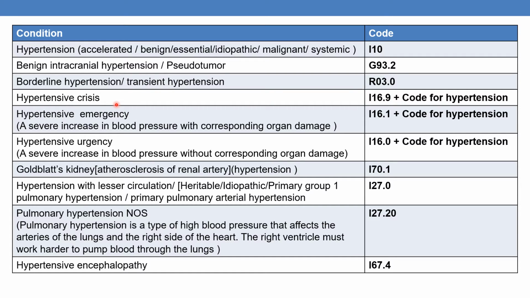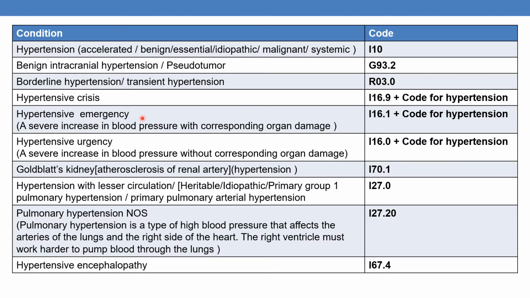And for hypertensive crisis, the code is I16.9, and additionally you need to code the type of hypertension. It can be gestational or essential hypertension or secondary hypertension respectively. Whenever we code hypertensive crisis, hypertensive emergency and hypertensive urgency, along with the I16 category codes, you need to code additionally the type of hypertension code. So for hypertensive crisis, the code is I16.9, and additionally you need to code for hypertension.